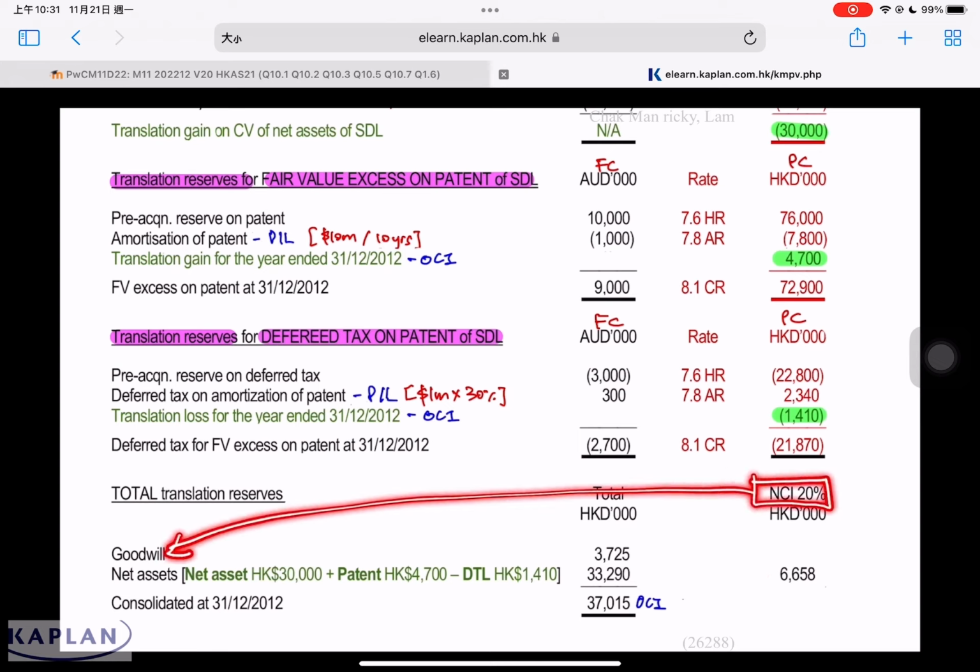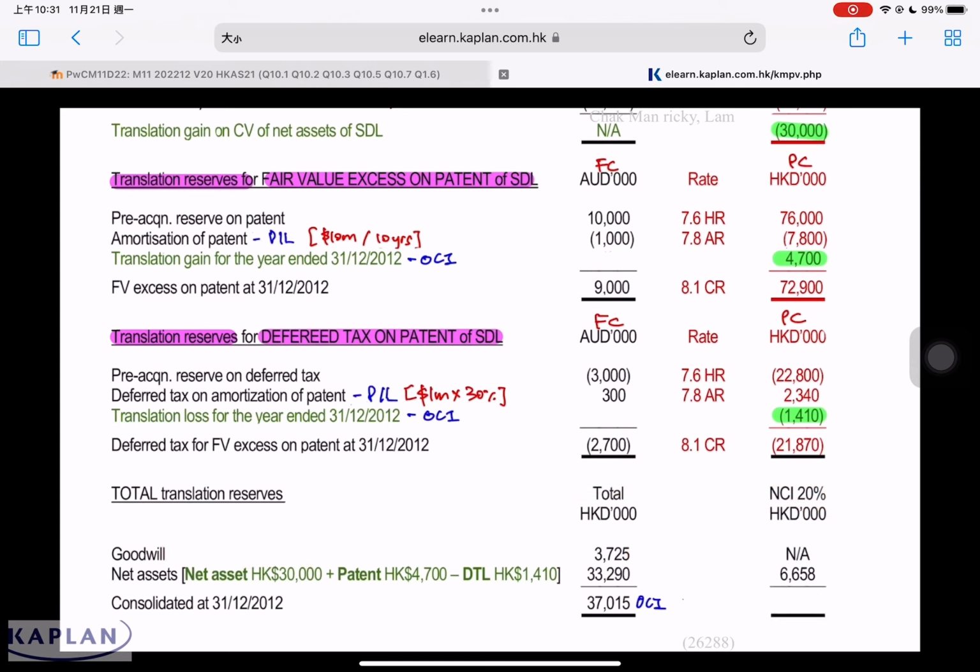Does the NCI share this goodwill? The answer is no, because this is a partial goodwill. If NCI do not share the partial goodwill, NCI do not share the translation differences on goodwill in this case. In total, the NCI share of the translation differences is 6,658.